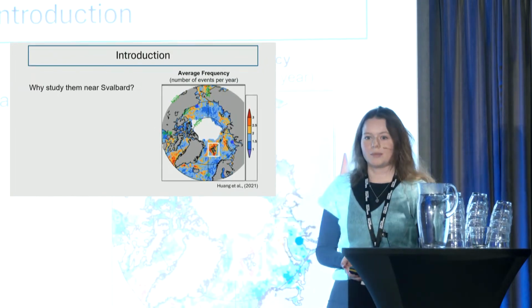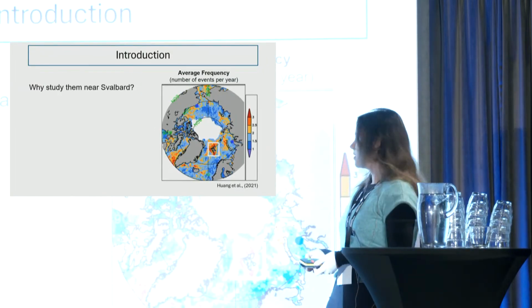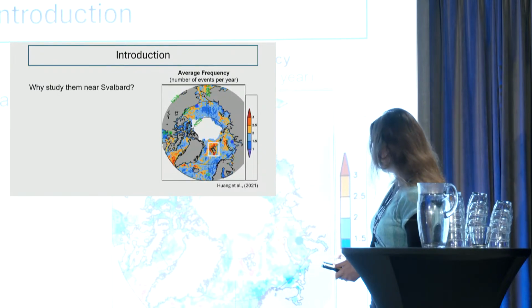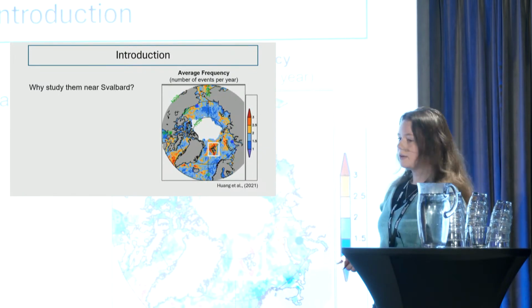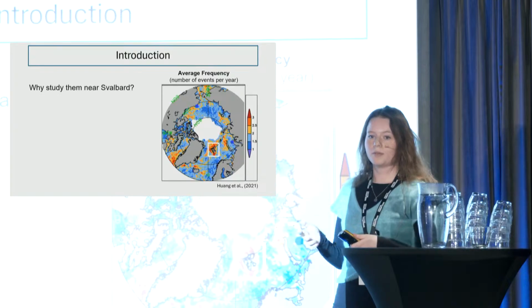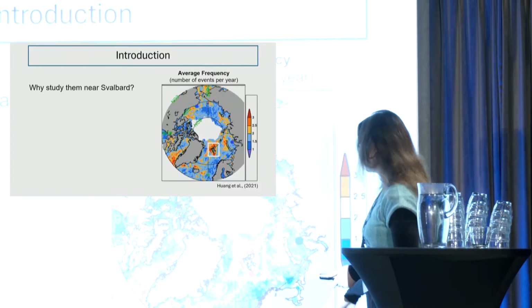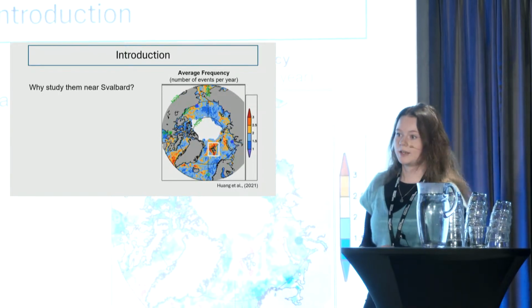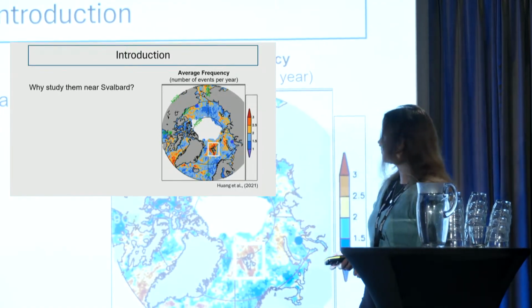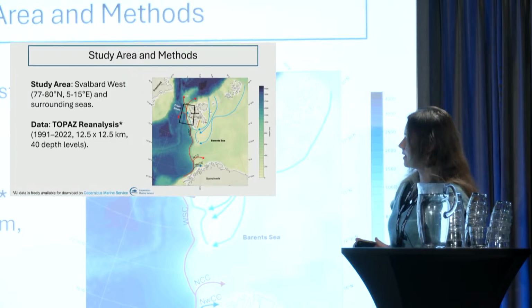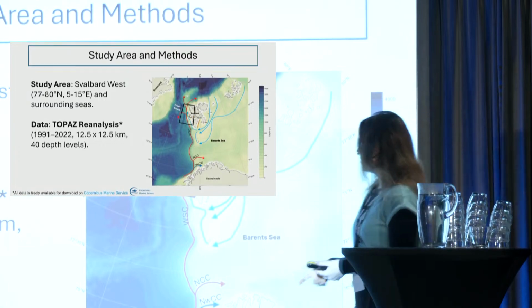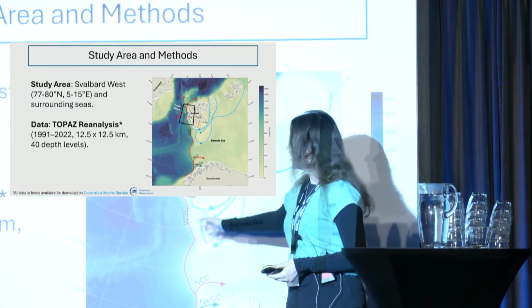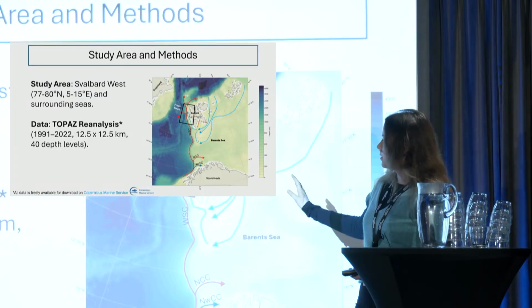Why do we want to look at marine heat waves around Svalbard? This recent study by Huang et al. 2021 found a high frequency, which means the number of events per year, of marine heat waves around Svalbard, as you can see detailed by this white box, which led us to focus on this region. So we focus, as I said, on Svalbard, but in particular we look at the west coast of Svalbard. We call this Svalbard West.